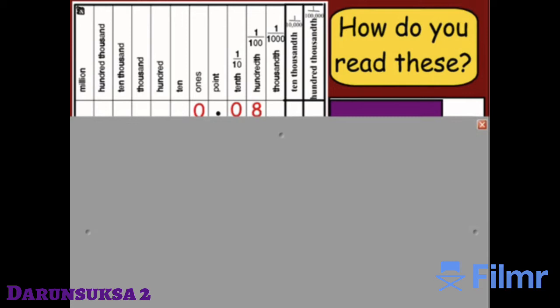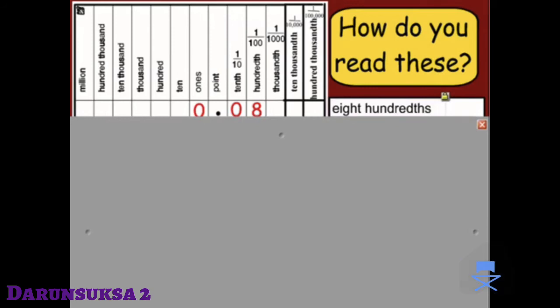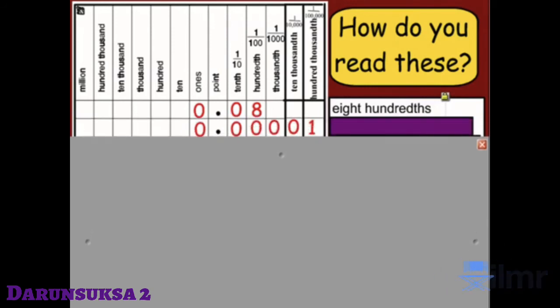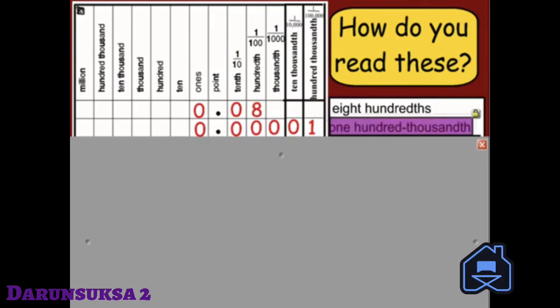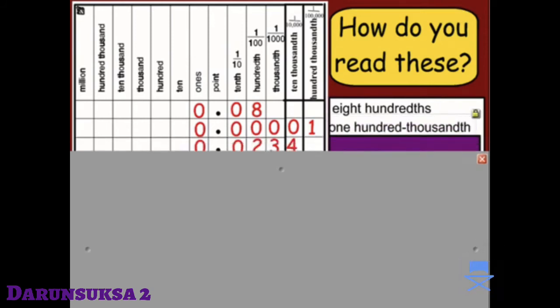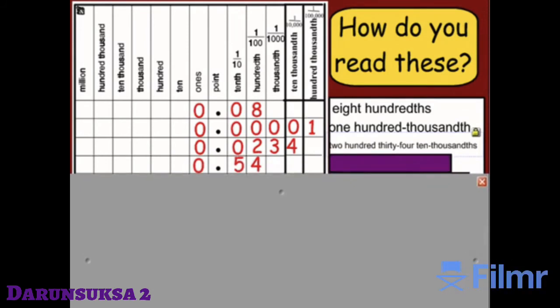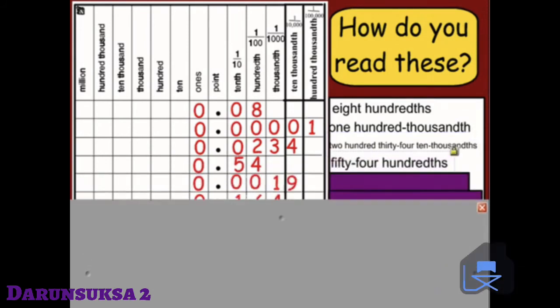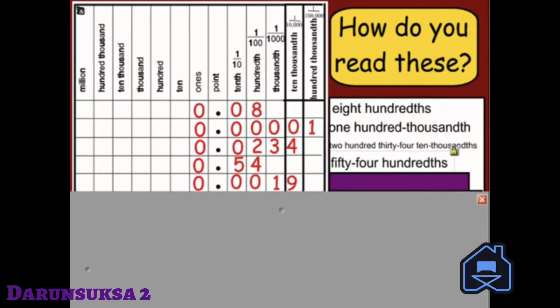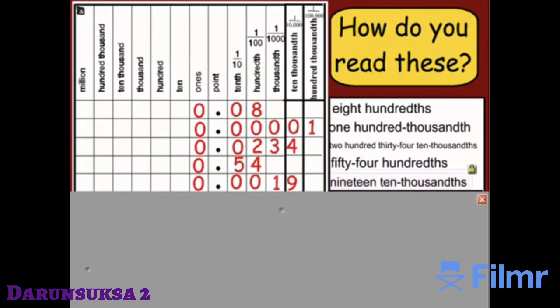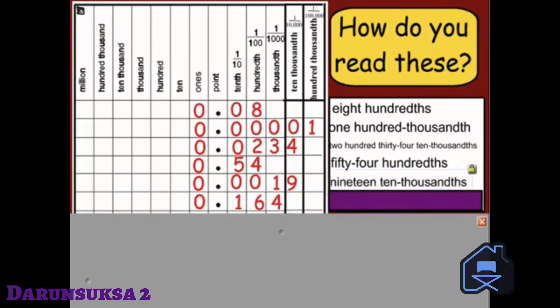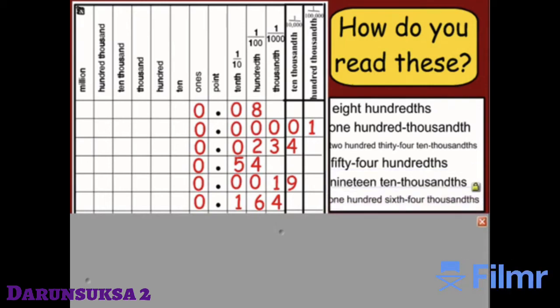Let's read some of these decimals. This would be 8 hundredths, because the 8 is in the hundredths place. This would be 1 100,000ths, because the 1 is in the 100,000ths place. This would be 234 10,000ths. The next decimal, well, we just had this one. This is 54 hundredths. This next example would be 19 10,000ths. And what do you think about that last one? Well, that would be 164 thousandths, because the 4 is in the thousandths place.